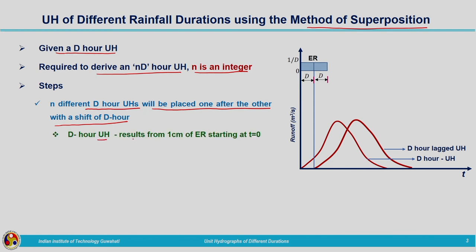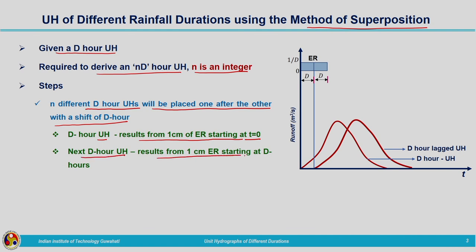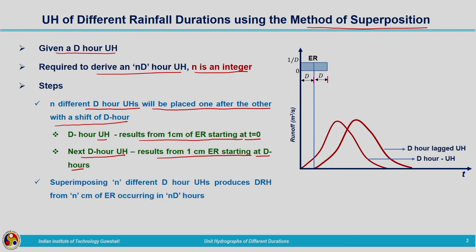So, the DR unit hydrograph results from 1 centimeter of effective rainfall starting at t equal to 0, and the next DR unit hydrograph results from 1 centimeter of effective rainfall again, starting D hours later. It is not starting at time t equal to 0, it is starting at time t equal to D hours. Now, what we are going to do is superimpose these hydrographs. In our case, we need to derive the ND hour unit hydrograph. So, we will be having different unit hydrographs one after the other with a lag of DR hours. Then we will be superimposing N different DR unit hydrographs. It will be producing a direct runoff hydrograph from N centimeters of effective rainfall occurring in NDR duration.